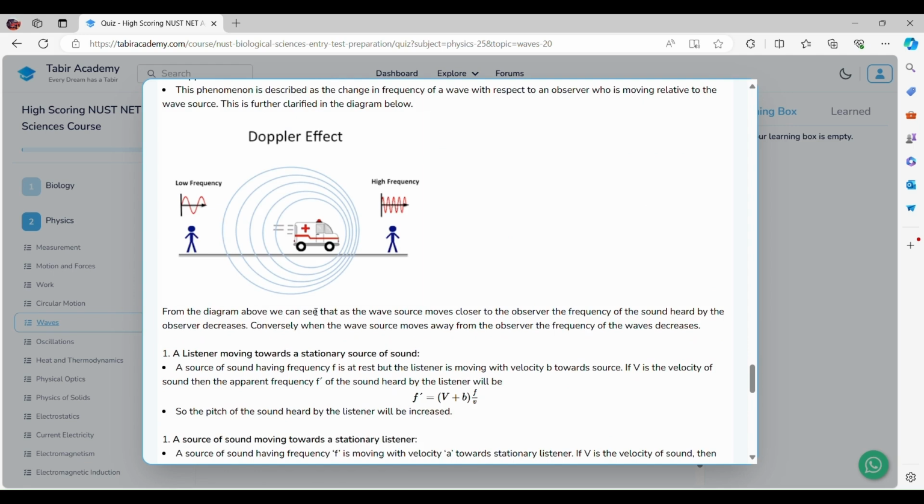From the diagram above, we can see that as the wave source moves closer to the observer, the frequency of the sound heard by the observer decreases. Conversely, when the wave source moves away from the observer, the frequency of the waves decreases.